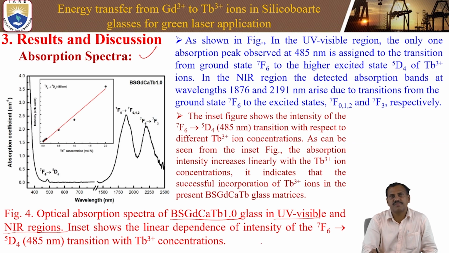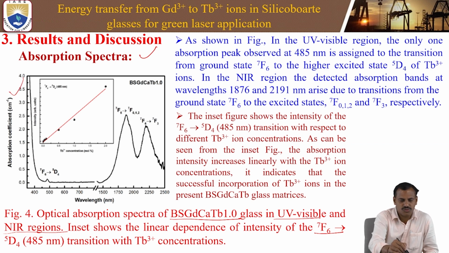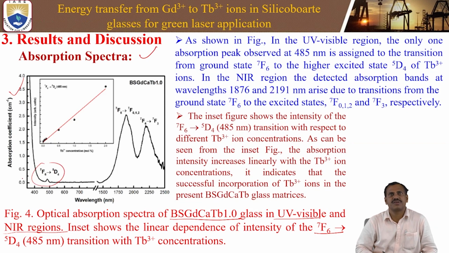The inset shows the linear dependence of the intensity of the 7F6 to 5D4 transition, that is ground state 7F6 to excited state 5D4 level, the 485 nanometer transition, with the Tb3+ ion concentration. This absorption spectra shows wavelength versus absorption coefficient in centimeter inverse. In the visible region, you get only one absorption, that is the 7F6 to 5D4 transition. Remaining, we get two more absorption peaks in the near infrared region, that is 7F6 to 7F0,1,2 and 7F6 to 7F3. These are the near infrared absorption peaks.